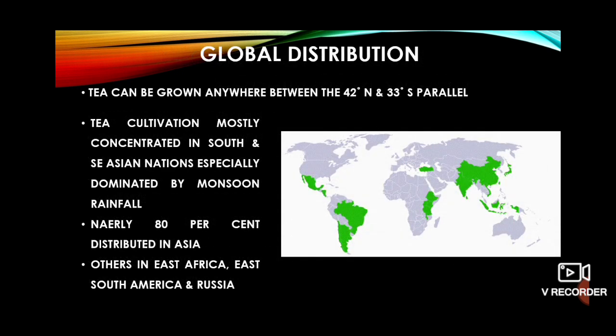Let's look into the global distribution of tea. Naturally, tea can be grown anywhere between 42 degrees north and 33 degrees south parallel. It is mostly concentrated in South and Southeast Asian nations, especially in the regions that are dominated by monsoonal rainfall. Nearly 80% of the tea production is distributed in Asian nations. Besides this, East Africa, eastern parts of South America and Russia also produce tea.